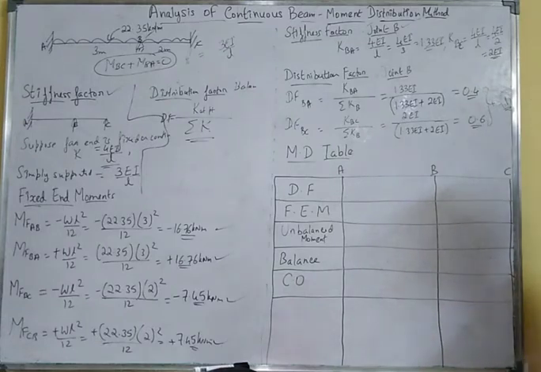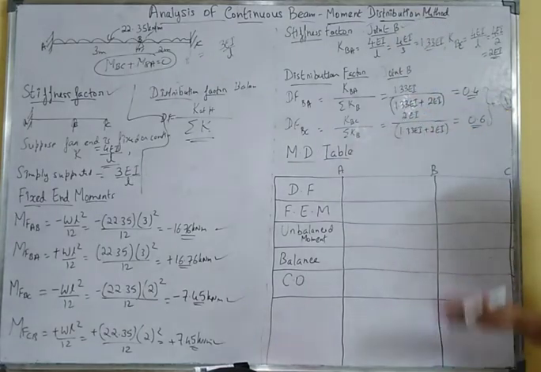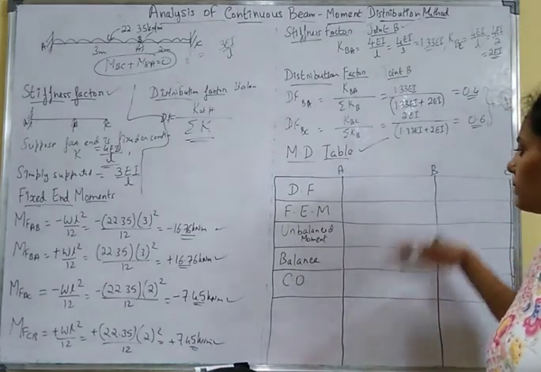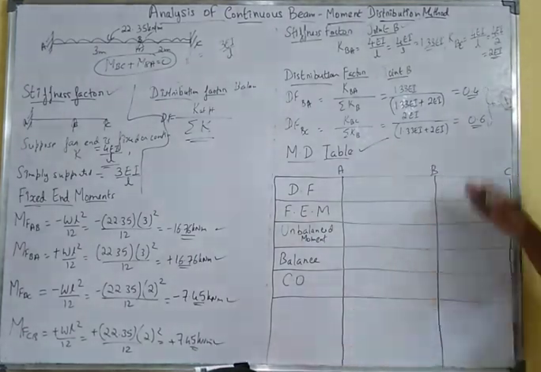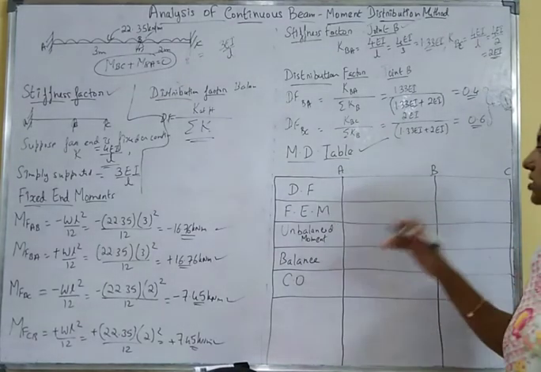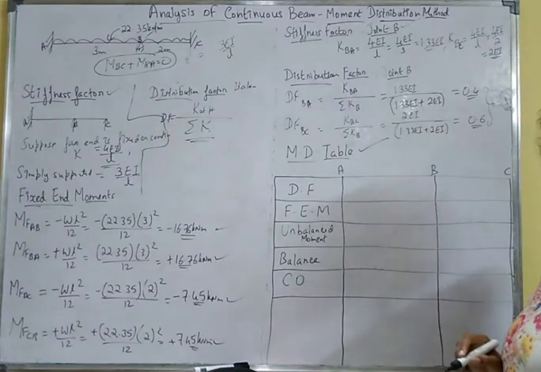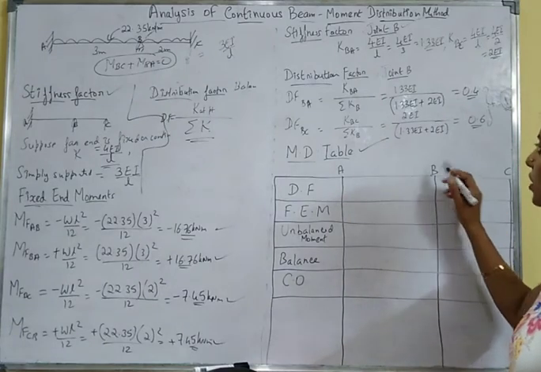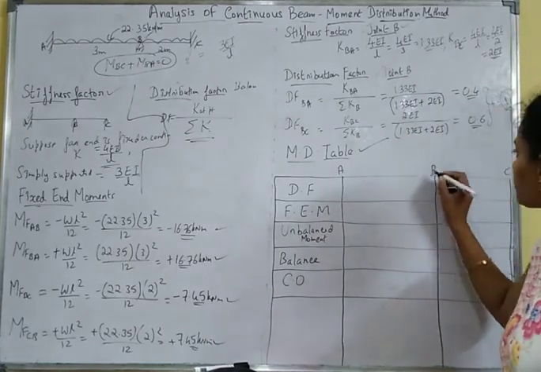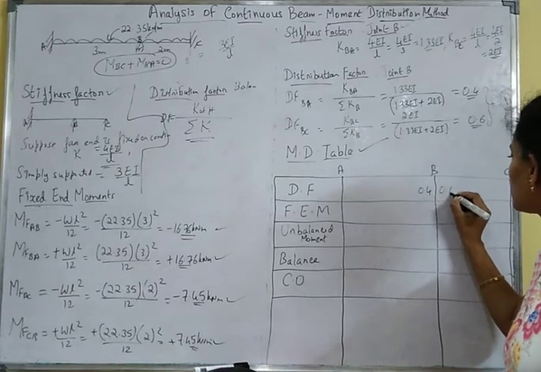Once you find out the stiffness factor and distribution factor, the next step is to do the moment distribution table. In that table, you complete the iteration process and finally get the final moment. This is your MD table. First write the joints you have to consider. Then write the distribution factor, which is found only for the intermediate support. So for the intermediate support, BA is 0.4 and BC is 0.6.